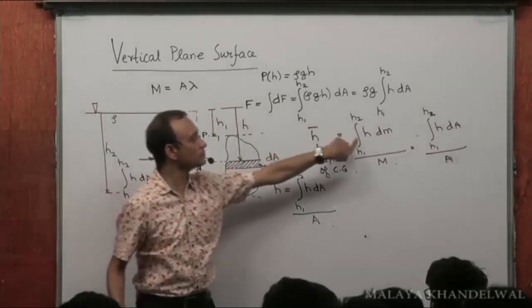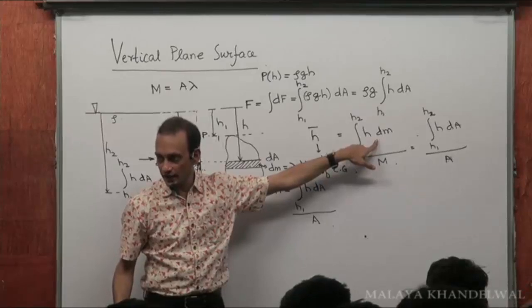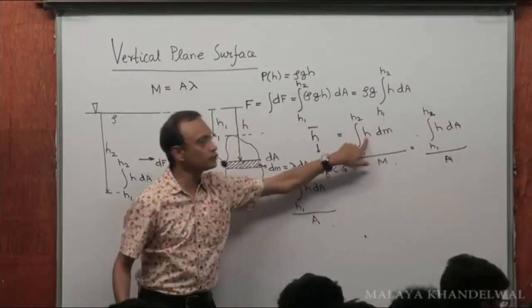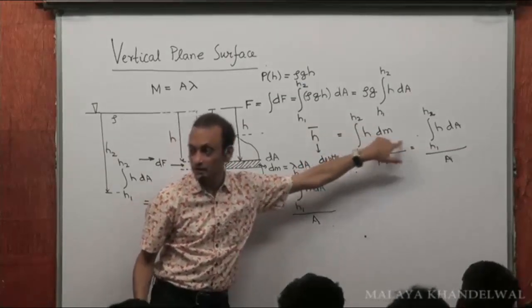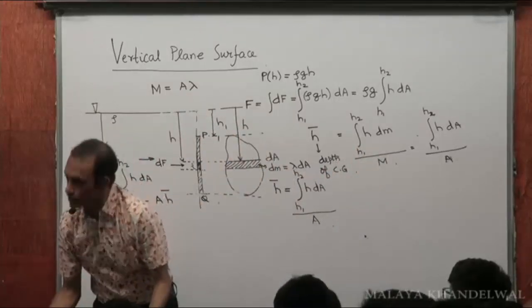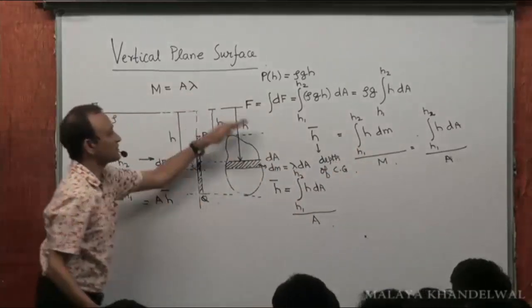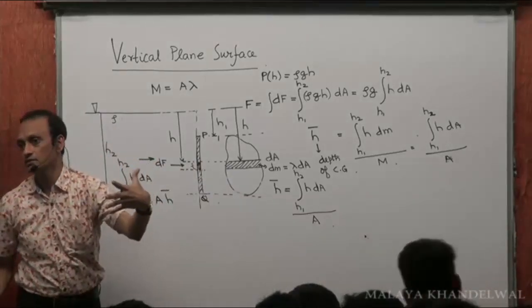h bar is the depth. This is the definition of the position of the center of gravity, right? I take a mass element into the depth of that mass element, another mass element into the depth of that element. I sum it up and divide by the mass. That will give me the depth of the center of gravity of this submerged surface. h bar is the depth of the center of gravity of the submerged surface. Yes or no?